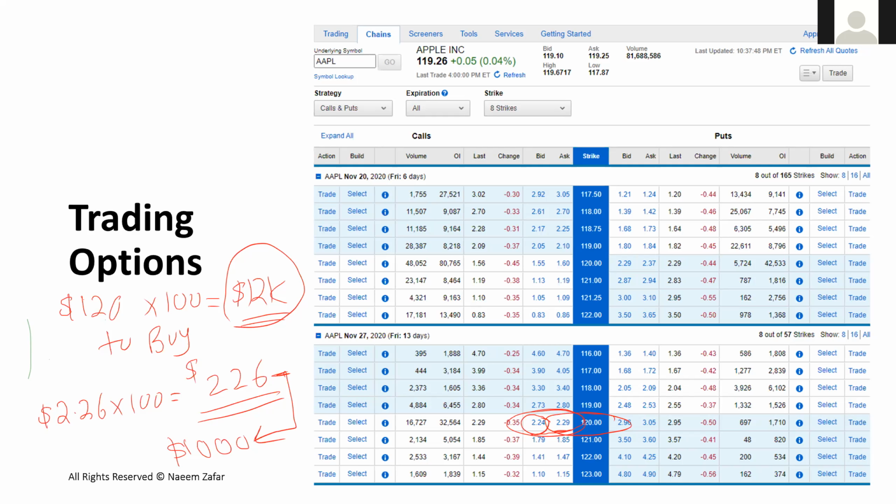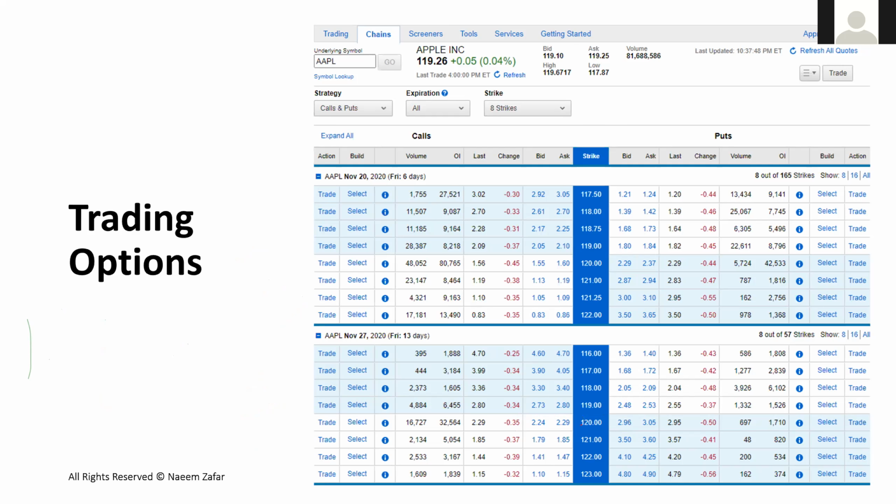So what happens if the price is actually lower than 120? Then you don't exercise your option. You just lose your premium, which is $226. That's still much better than losing some bigger amount of money if you had bought the shares. I see. I will talk about some attractive ways of doing it, but let's understand what options are, which we just looked at.